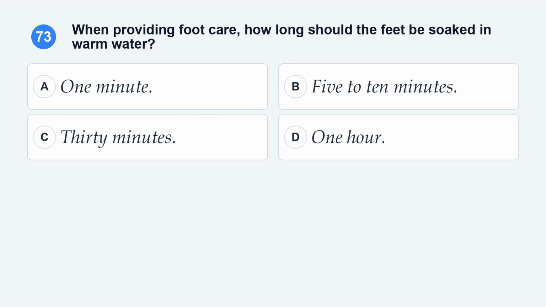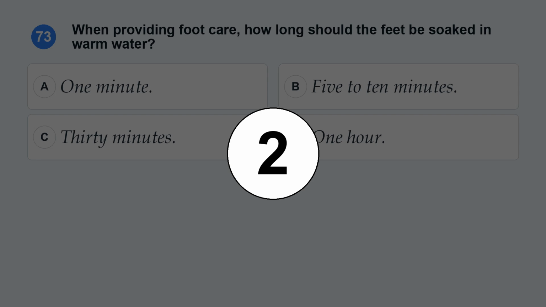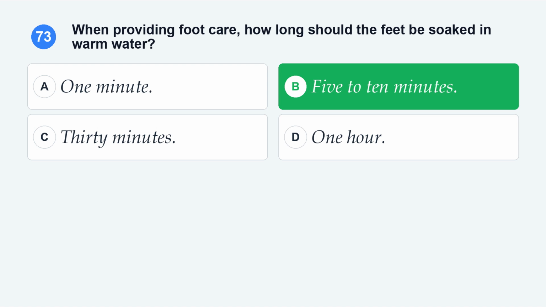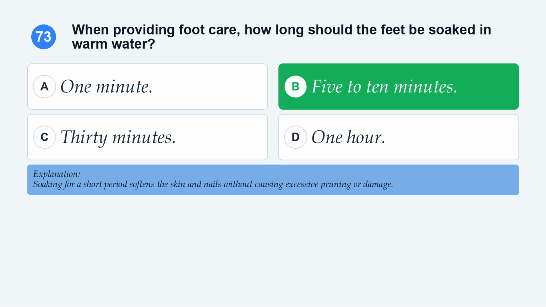Option A. 1 minute. Option B. 5 to 10 minutes. Option C. 30 minutes. Option D. 1 hour. The correct answer is option B. 5 to 10 minutes. Explanation. Soaking for a short period softens the skin and nails without causing excessive pruning or damage.